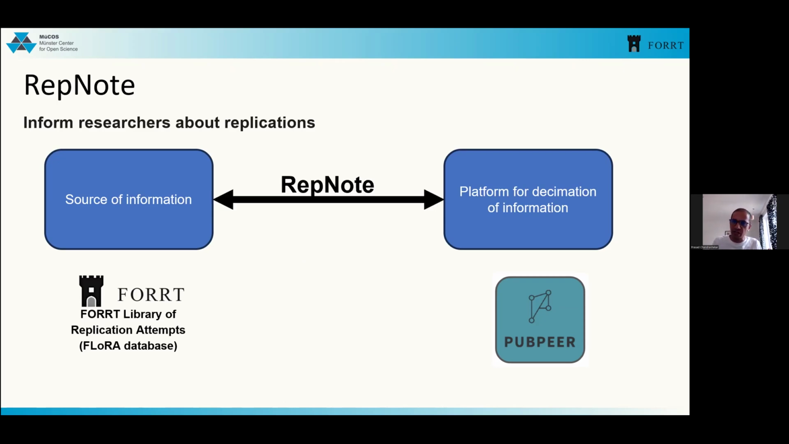So this is exactly what we tried to do in the hackathon. We tried to develop an integration pipeline that would collect information from the FLoRA database and then post it to PubPeer. As part of posting these comments on PubPeer, we also found a way to send emails to original authors, letting them know that a comment has been posted on PubPeer which notes a replication attempt has been done on their original study.